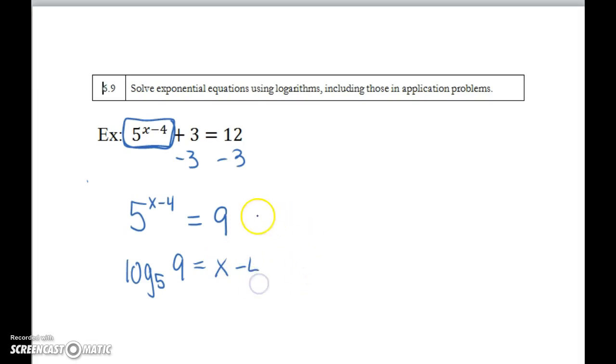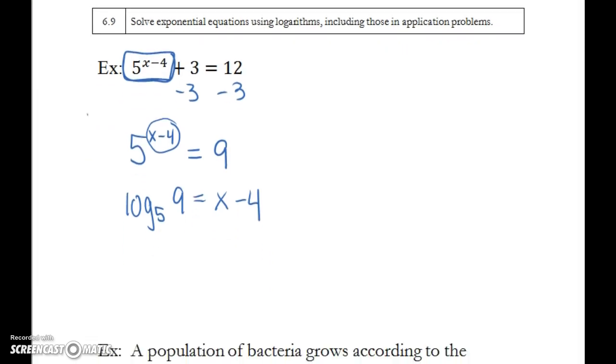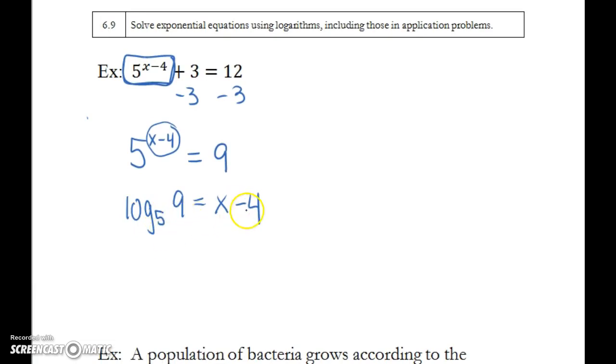And that is our strategy always for solving an exponential equation. When your variable is up there in that exponent position, what you want to do is rewrite it as a log equation. So we have rewritten it as a log equation, and now we want to evaluate what log base 5 of 9 is.